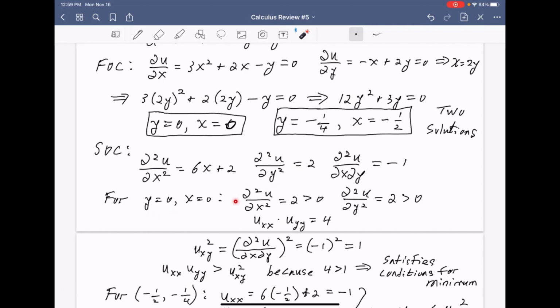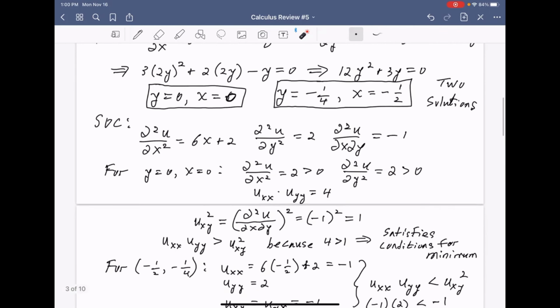For y equals 0 and x equals 0, we find that this second partial with respect to x is 2, which is greater than 0. We do the same thing with respect to y. It also is equal to 2, and it's also greater than 0. Then we multiply u_xx, where the two x subscripts indicate this exact thing here, which is 2, times this result, the second partial with respect to y squared, which is 2. So we multiply 2 by 2, and we get 4.